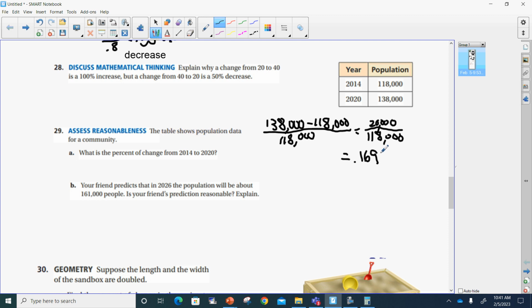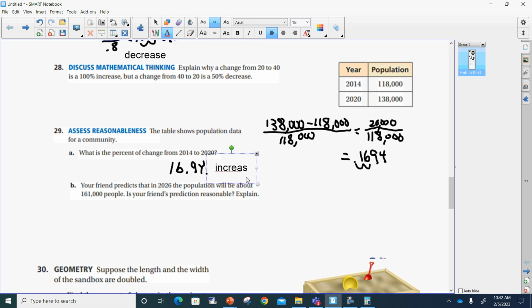0.1694 and some numbers. When I move the decimal over 2 places and then I round up, this is going to be 16.9%. So the percentage change is 16.9%, and that's going to be an increase. All right, I guess I should have written that whole thing out. It would have been easier, huh? 16.9% increase. All right, this was kind of sloppy over here.